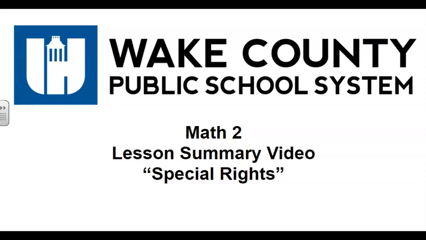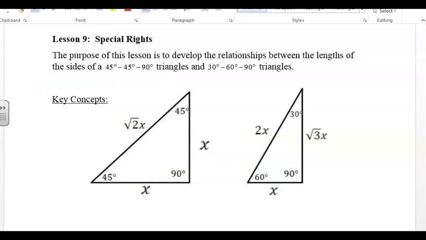This is the Math 2 lesson summary video for the lesson entitled Special Right Triangles. The purpose of this lesson is to develop the relationship between the lengths of the sides of a 45-45-90 triangle and a 30-60-90. In the diagrams below, this summarizes the relationship in a 45-degree, 45-degree, 90-degree triangle.